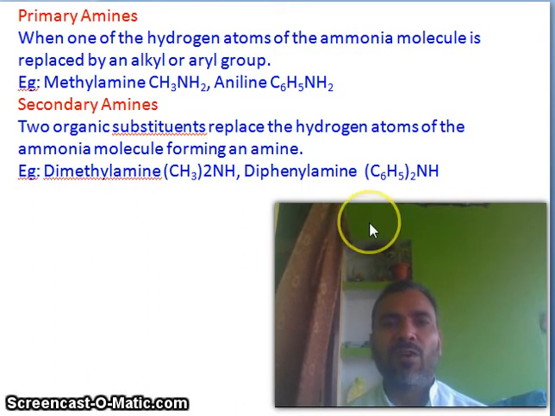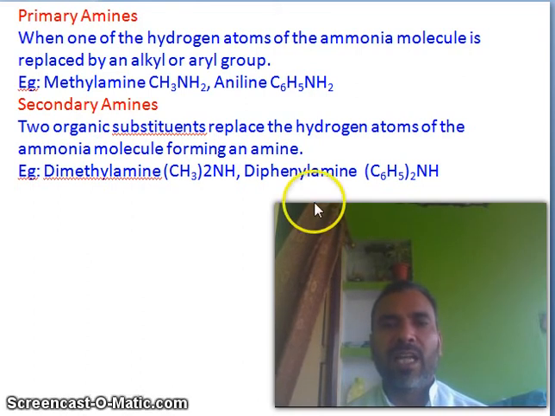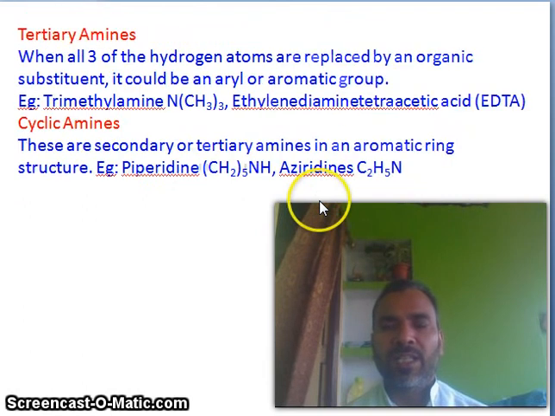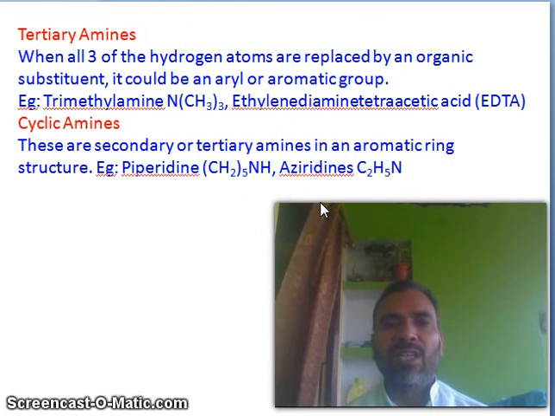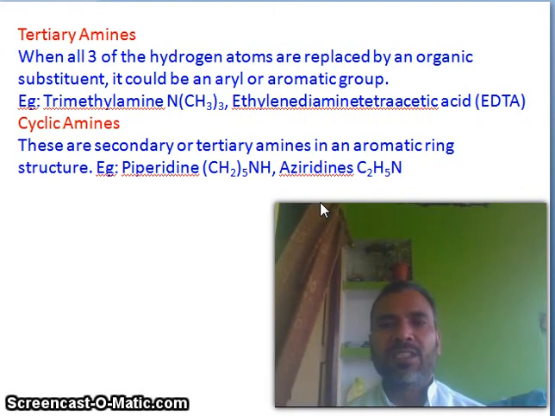Secondary amines: two organic substituents replace hydrogen atoms of the ammonia molecule, forming an amine, for example dimethylamine and diphenylamine. Tertiary amines: when all three hydrogen atoms are replaced by organic substituents. It could be an aryl or aromatic group, for example trimethylamine, and ethylenediaminetetraacetic acid, EDTA, is well known. Cyclic amines: these are secondary or tertiary amines in a ring structure, for example piperidine and aziridine.